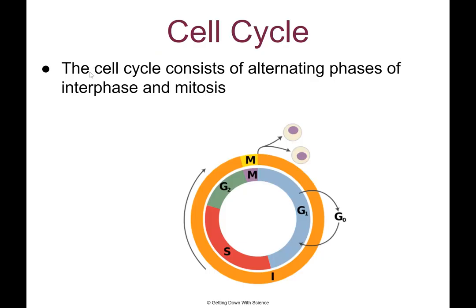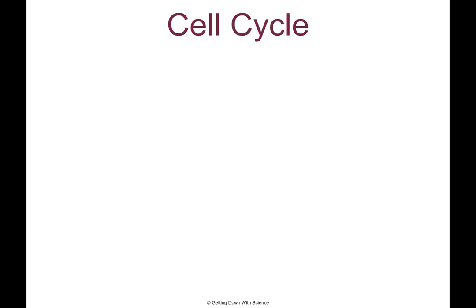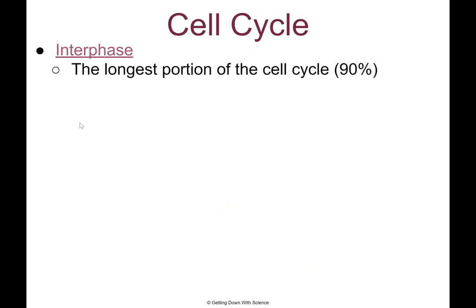Okay, so finally, we're in the cell cycle. And so we're going to go through each of the parts. So the cell cycle has alternating phases of interphase and mitosis. So you'll notice the orange all the way around here, that's interphase, and there's a little teeny tiny section that would be mitosis. G1, S, G2, mitosis, and cytokinesis is kind of how we break it down. G1, S, and G2 are interphase. Interphase is the longest portion. It's about 90% of the time. You would expect, if you were looking at a tissue, to see most of them in interphase, assuming it is a normal, healthy, regularly dividing tissue.